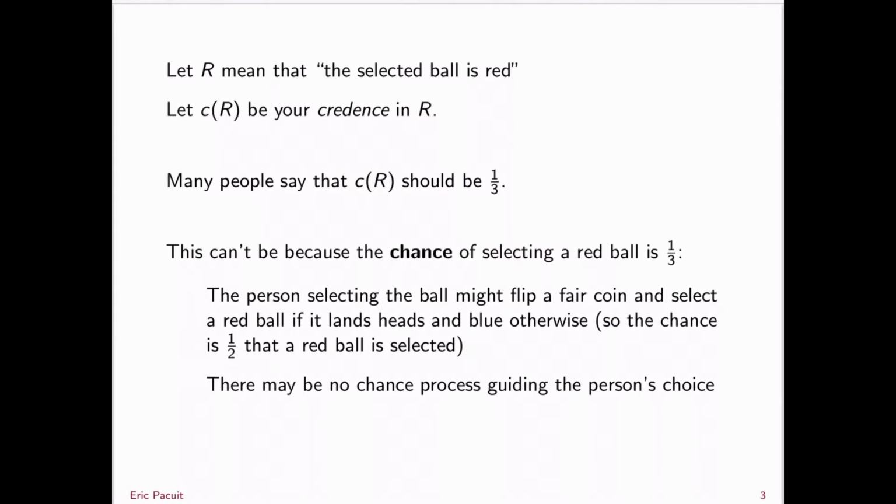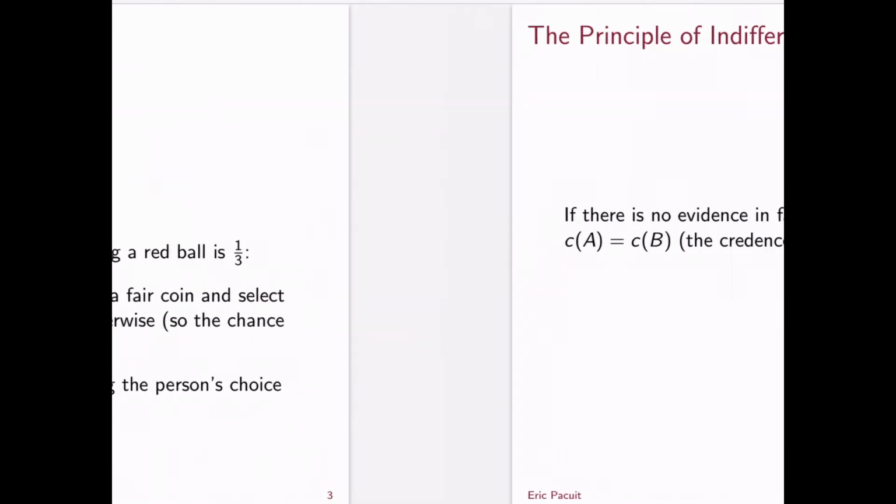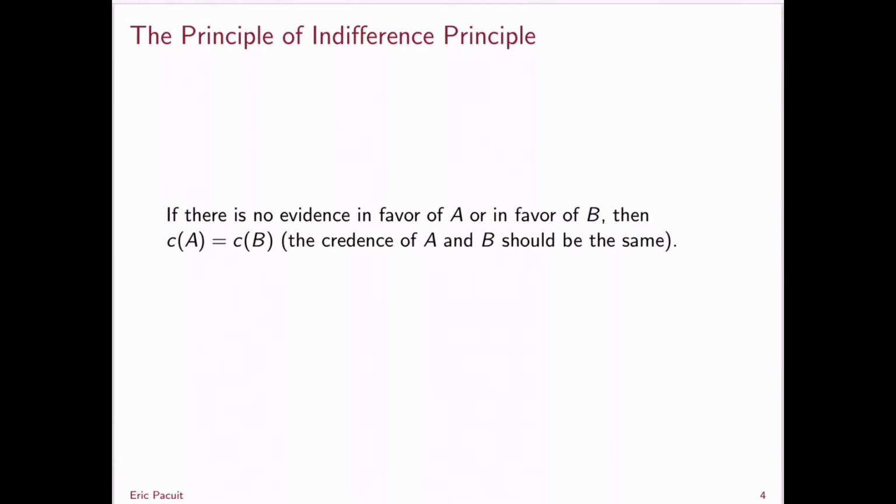Or maybe there is no chance process guiding the person's choice. And so you can't even make sense of the question, what's the chance of selecting the red ball? So if you think that your credence in R, your belief in R should be 1/3, it can't be because you believe that the chance of selecting the red ball is 1/3. It has to be for a different reason. Now, what reason is that?